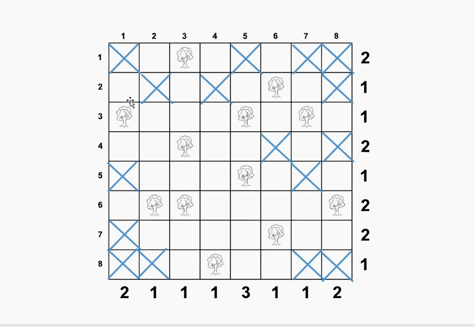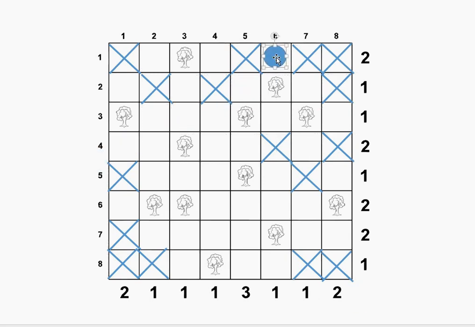Let's have a look at row number 1. The condition for the number of tents is represented by this number, and here in row number 1 there are 2 tents, but one tree has only 1 tent, and there is no possibility to have tents either in this cell or this cell. There is only 1 tent in one of these 2 cells, which implies that here in this cell must be a tent.